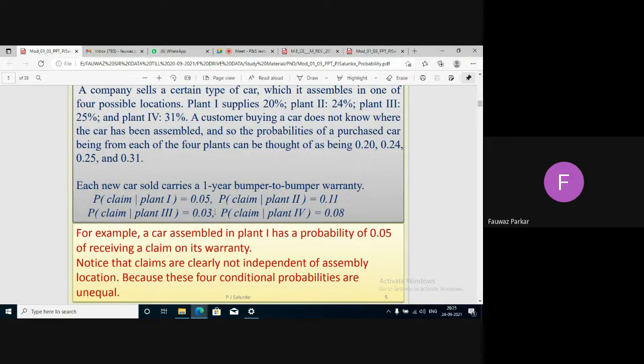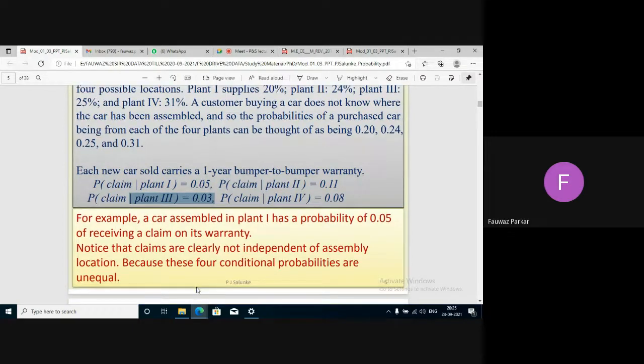Look, here it is 0.03 and here it is 0.11. That means plant number 2 has a problem, while plant number 3 is working better. So the claims are clearly dependent on assembly location.